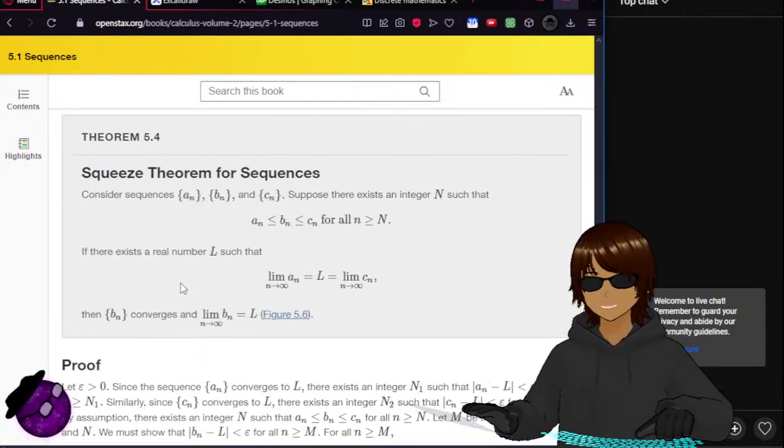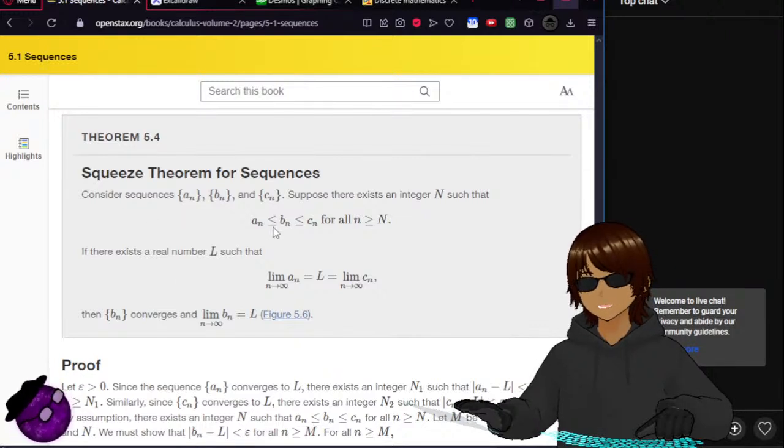Squeeze theorem for sequences. Consider sequences a_n, b_n, and c_n. Suppose there exists an integer N such that a_n is less than b_n, which is less than c_n, for all n greater than or equal to capital N. Then we apply the squeeze theorem.